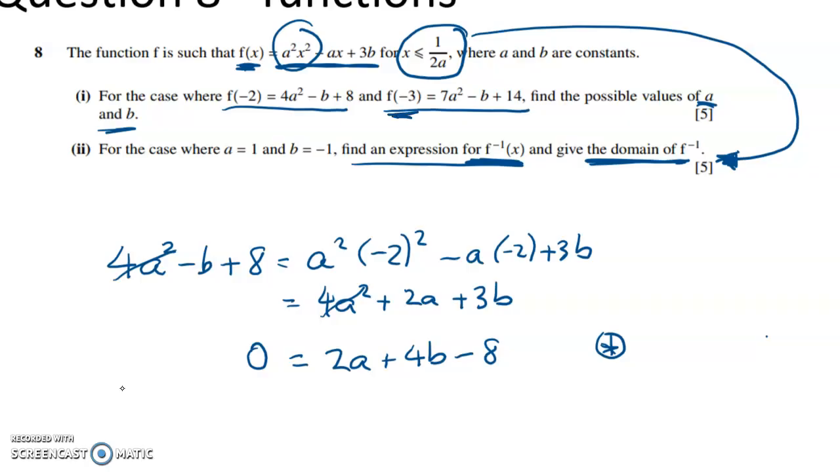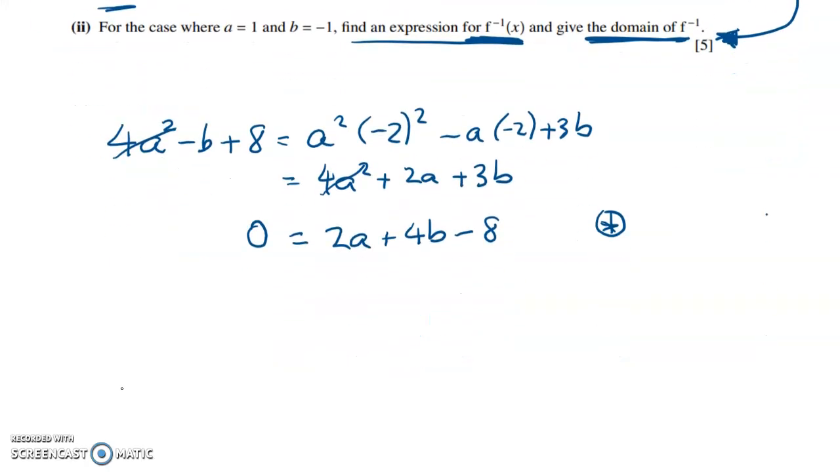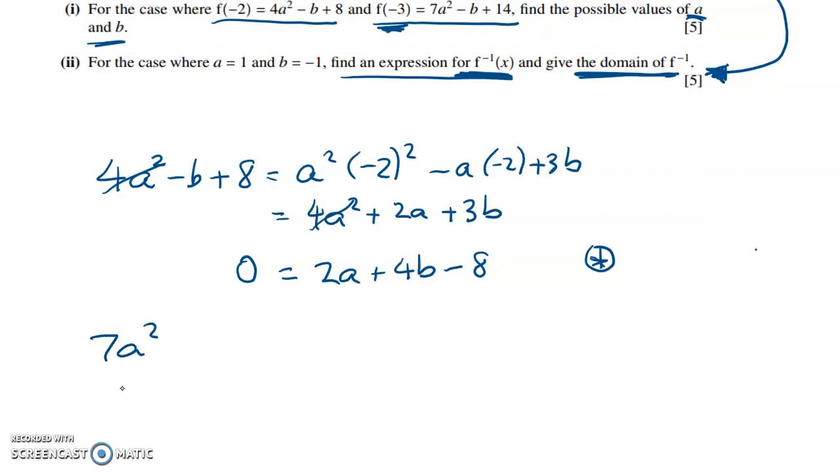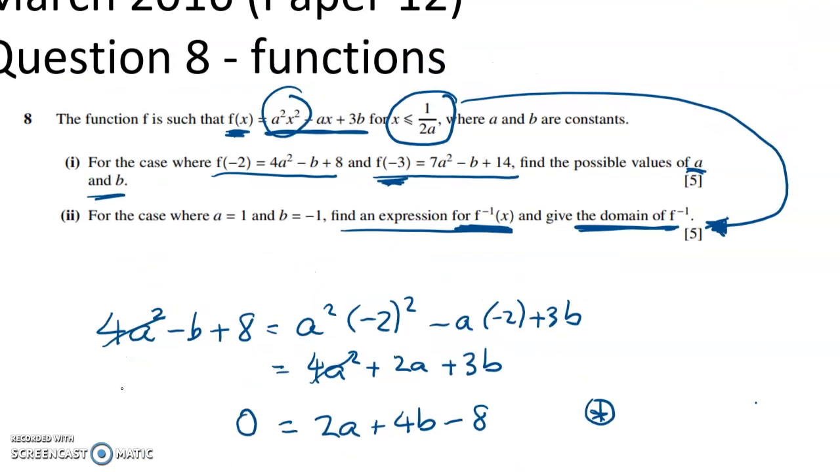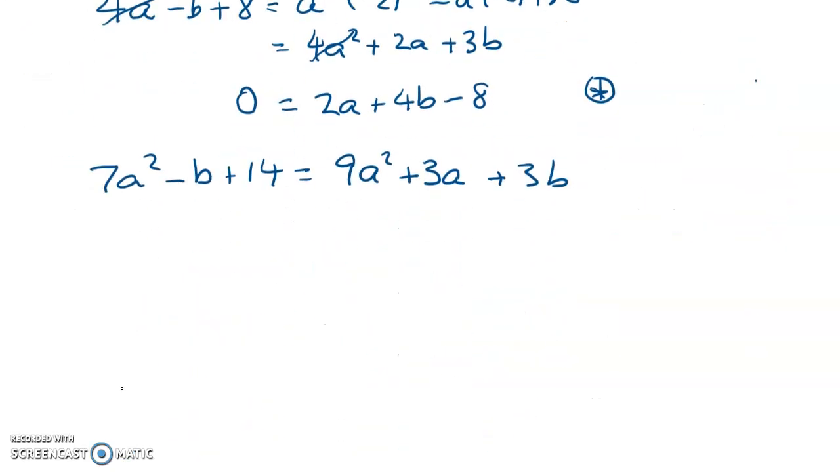I'm going to do the same thing now with f of negative 3. So we know that f of negative 3 is equal to 7a squared minus b plus 14. So that must equal 9a squared plus 3a plus 3b. Again, what I'm doing there is I'm just substituting negative 3 into x in f of x. So cleaning this up is not quite as good. I get a quadratic, so I get 0 is equal to 2a squared plus 3a plus 4b minus 14.